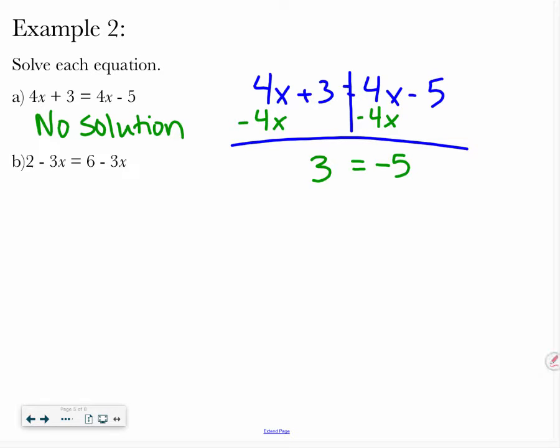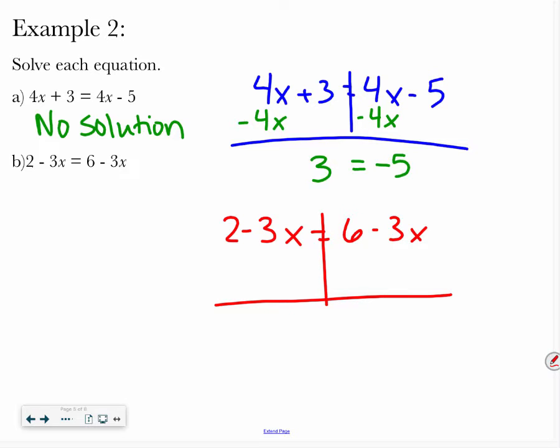Okay, let's try the next one. We have 2 minus 3x equals 6 minus 3x. Again, I have x's on both sides of the equal sign, so I want to move them. So I'm going to add 3x to the right-hand side and move that over to the left-hand side.